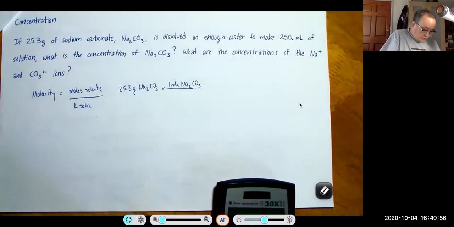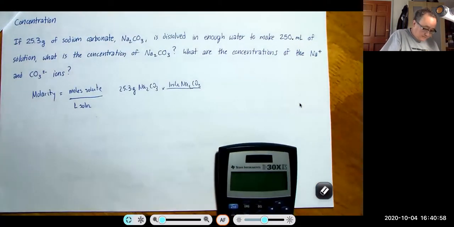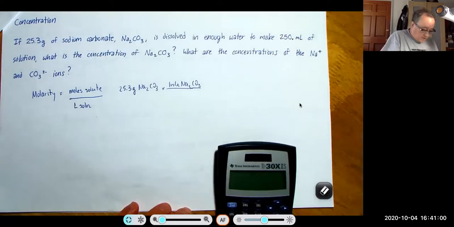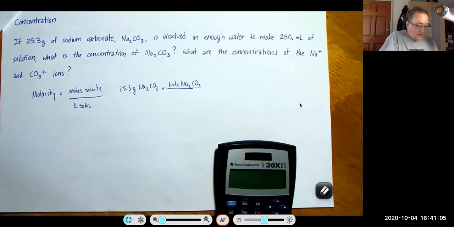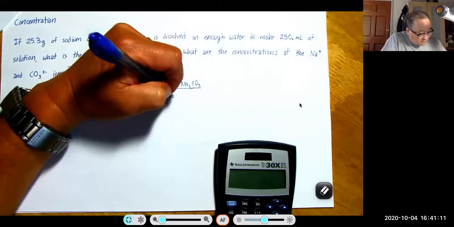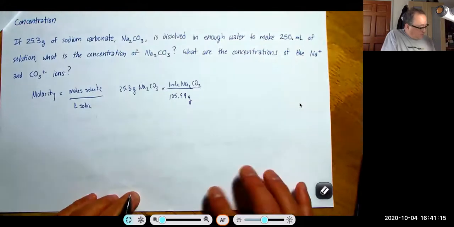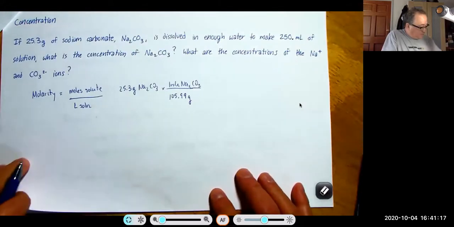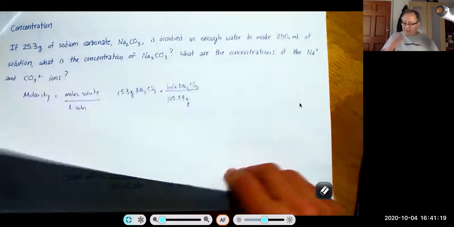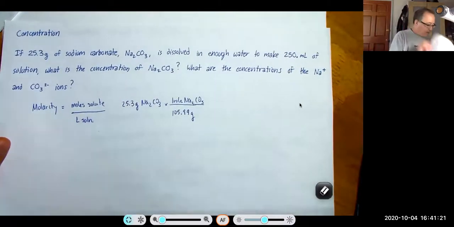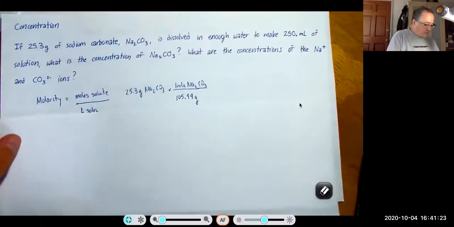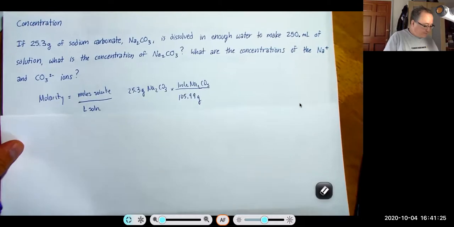Sodium is 22.99. A carbon is 12.01. And an oxygen is 16. With 3 of them, that's 48. So this is 105.99 grams. Okay. And I'm going to do something real quick here. I'm going to do the rest of the work on another sheet of paper.